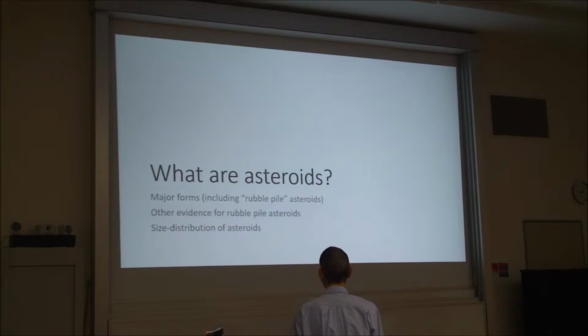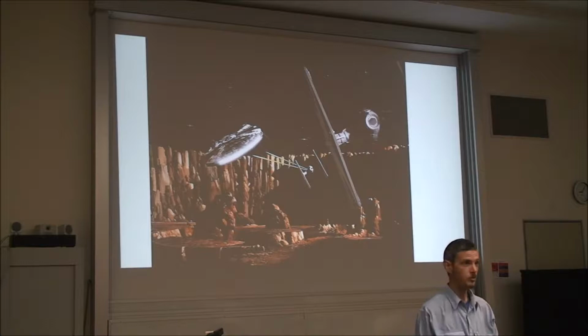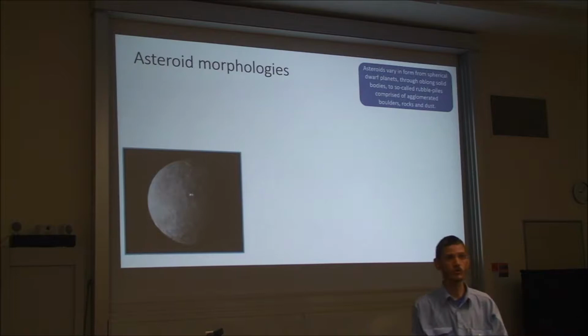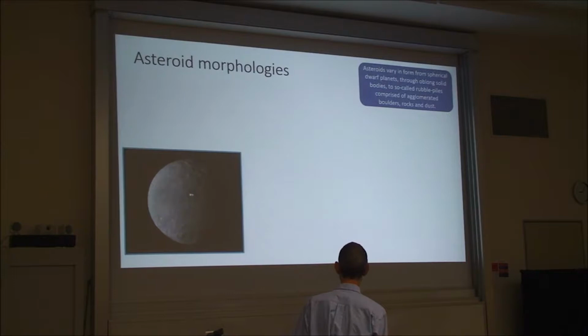So what are asteroids? I certainly hope this is not what comes to mind. We won't be talking about how to escape the Empire in an asteroid field today. So asteroids actually vary in form. They're essentially rocks and dusty objects that orbit the Sun or have eccentric orbits within the solar system and elsewhere in the universe.